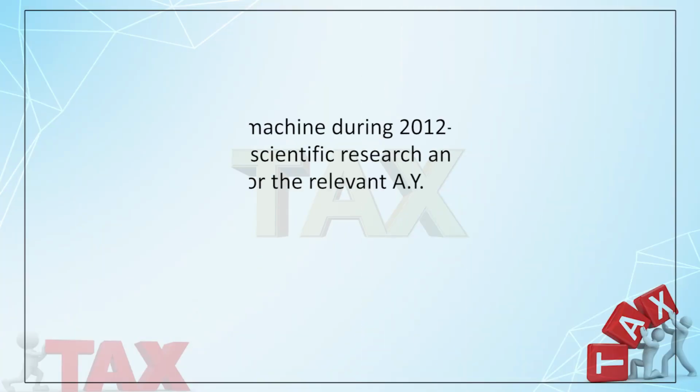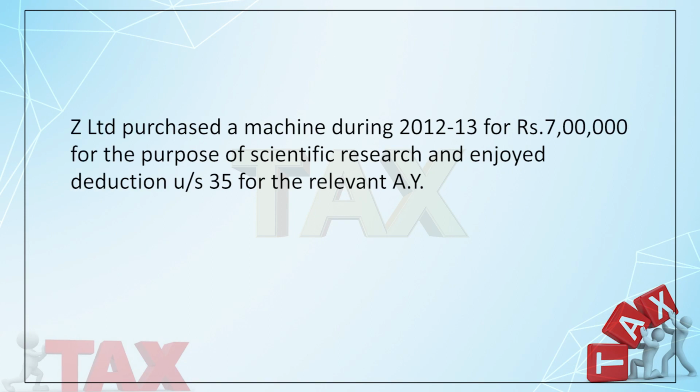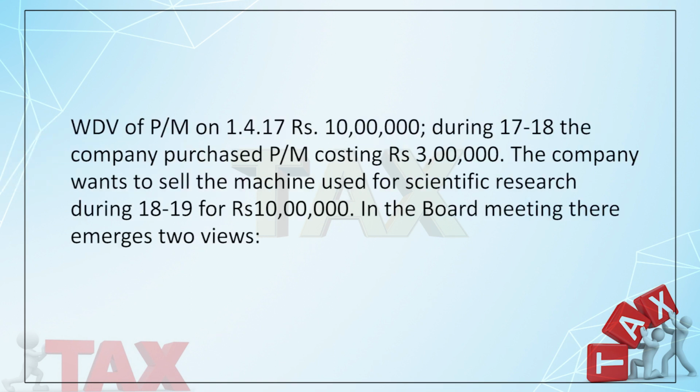Now I will try to explain the whole thing through this illustration. You see the illustration or the case study first. Z Limited purchased a machine for 7 lakhs and they got the deduction under section 35. Done. Then on 1/4/17, the WDV of the plant and machinery, that is the business asset, was 10 lakhs, and during the year they purchased some machine, and the company wants to sell the machine which is used for the scientific research during next year 18-19 for 10 lakhs.